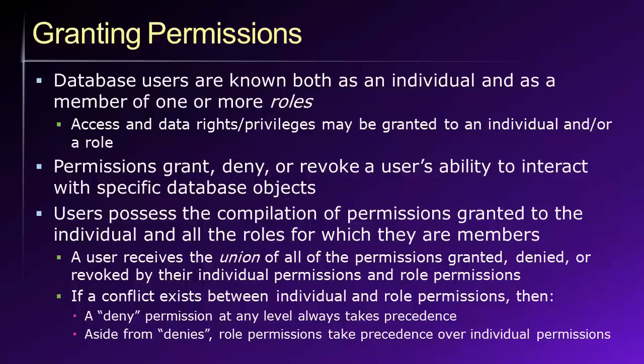So what happens then if a conflict exists between individual permissions and role permissions? Well, the way that databases handle this is, first, a deny permission will always take precedence. That is, if the database administrator has denied you as an individual access to one or more database objects, or if your role denies you access to one or more objects, then that deny will always be honored by the database, even if your other individual rights or role rights would otherwise grant you access to the database object. The deny will always take precedence. Aside from those denies, role permissions are always given precedence over individual permissions. And this is a critical point for a database administrator to understand.